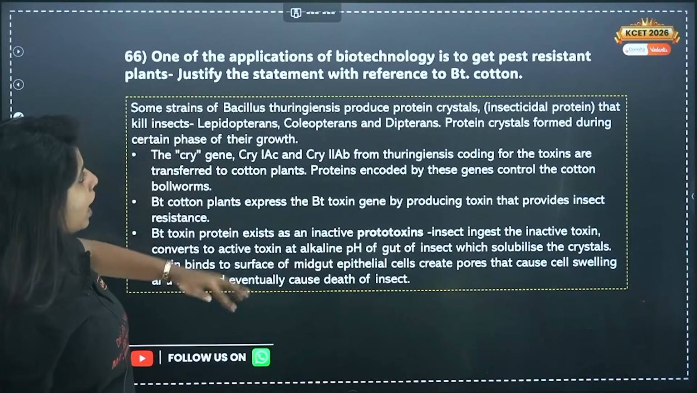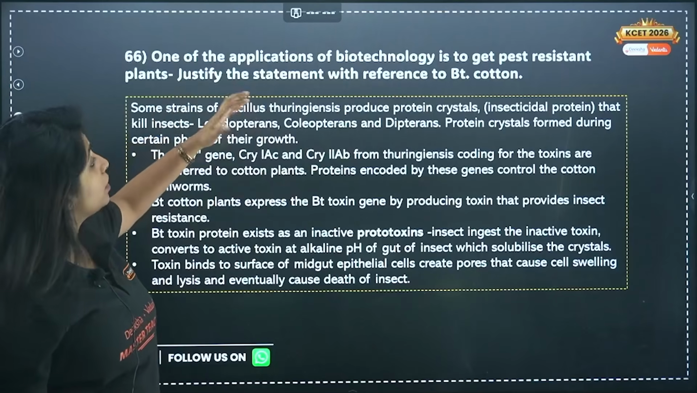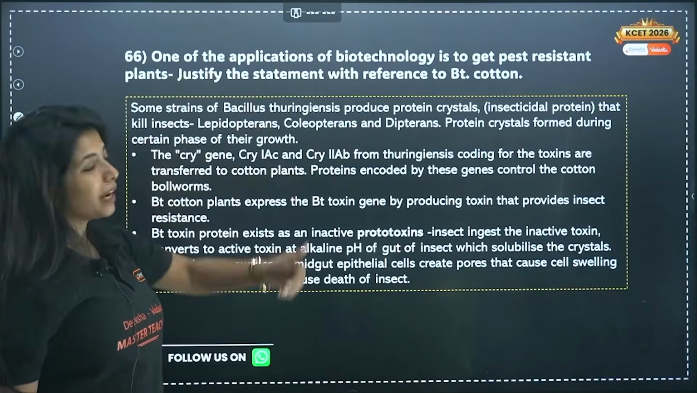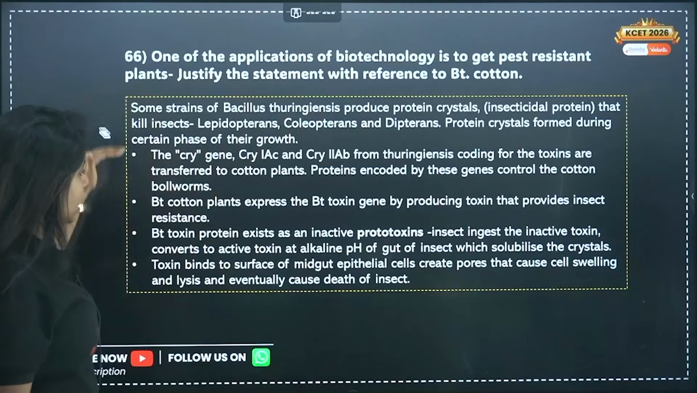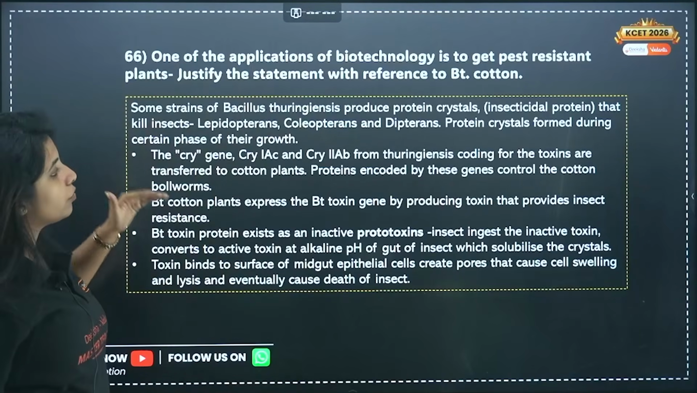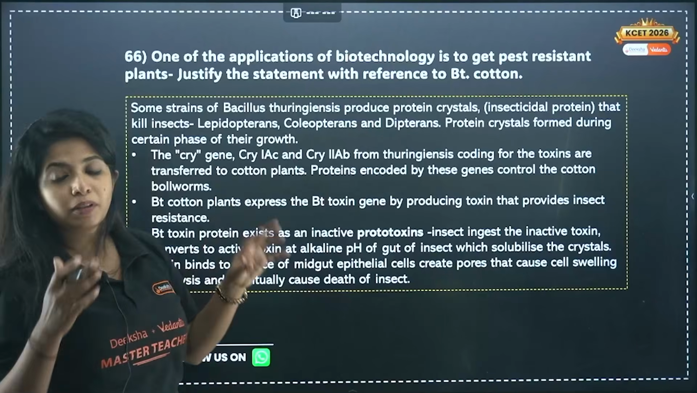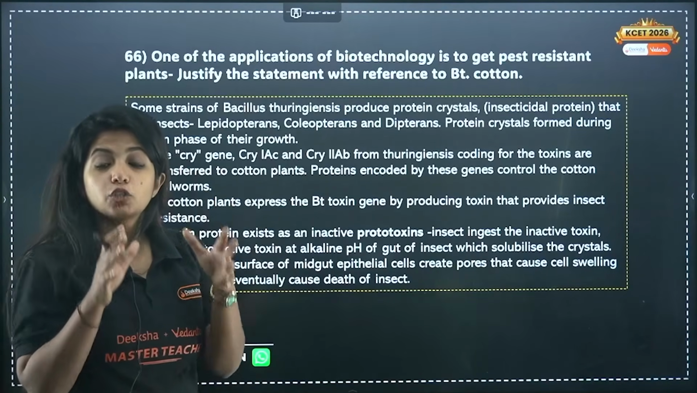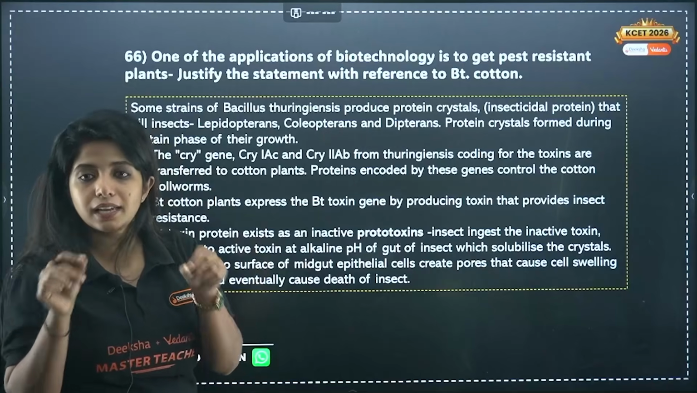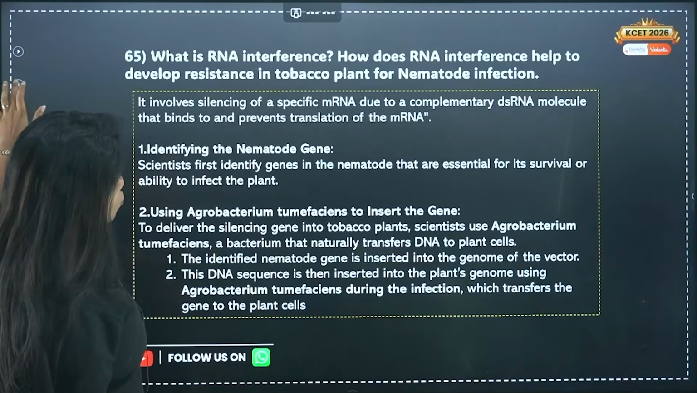Okay. Now here, one of the applications of biotechnology is to get pest-resistant plants. Explain with reference to Bt cotton, just like how I explained it to you. The cry gene is there, they produce protoxins, and when the insect takes it in, it gets into the midgut. In the midgut, it leads to perforation of the epithelial cells, and that's how the organism dies. So please know about all these small things as well.